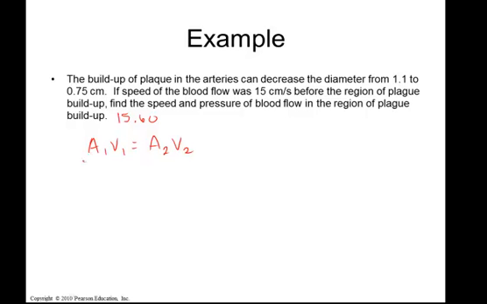Okay, area. These are circles, so this is going to be pi r squared v1 equals pi r squared v2. Okay, so I started out with a diameter of 1.1, so I'm going to have to divide that in half in order to get my radius, and then I'm going to change it into meters.